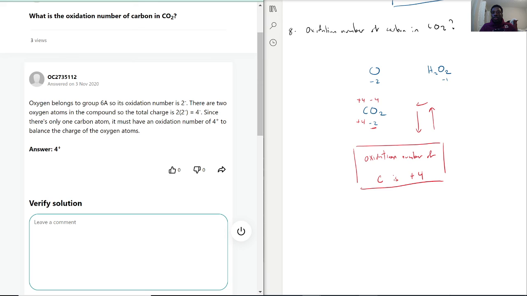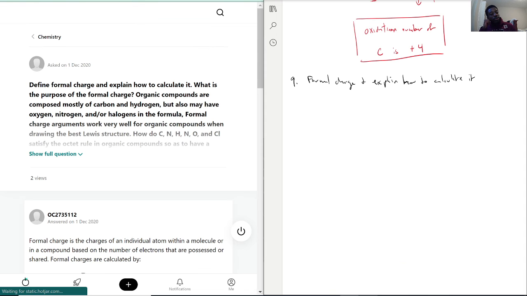And now, question number 9. We have: define formal charge and explain how to calculate it. What is the purpose of the formal charge? So now, purpose.